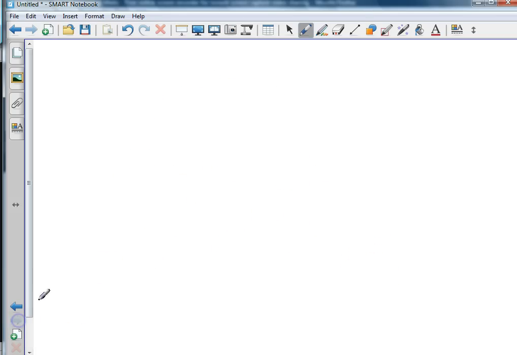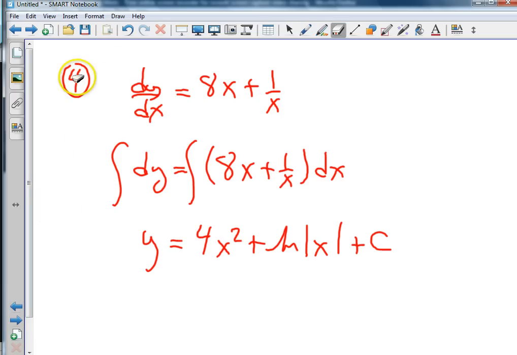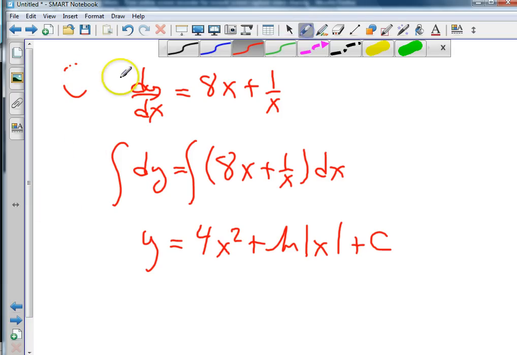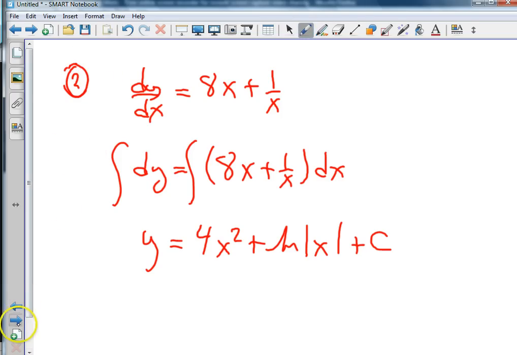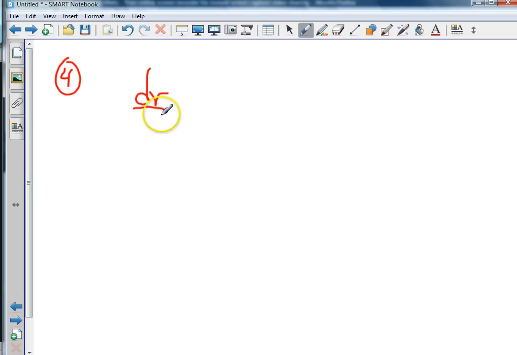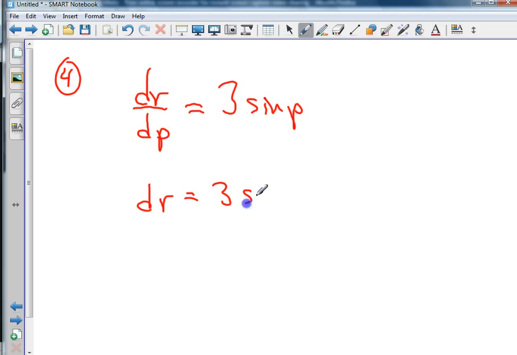All right, number 4. Number 4 says dr/dp is 3 sine p. Sorry, I meant number 2. I'm going a little cuckoo. All right, this is 4. The dr/dp is 3 sine p. So the variables here are r and p. So what do you do first? Okay, dr is 3 sine p dp.